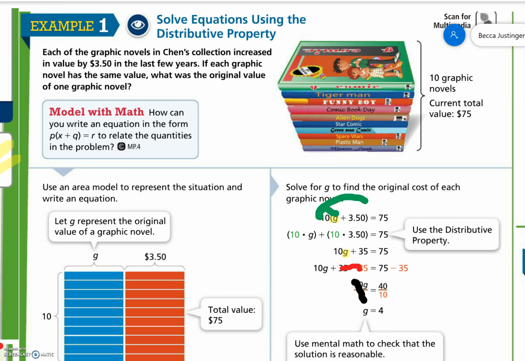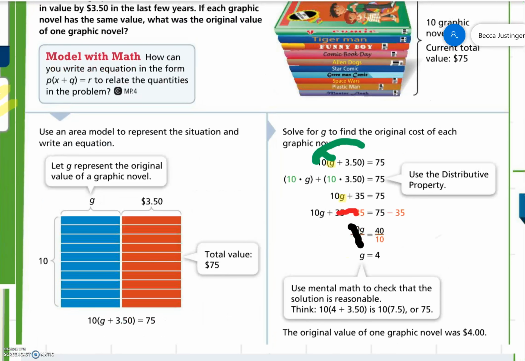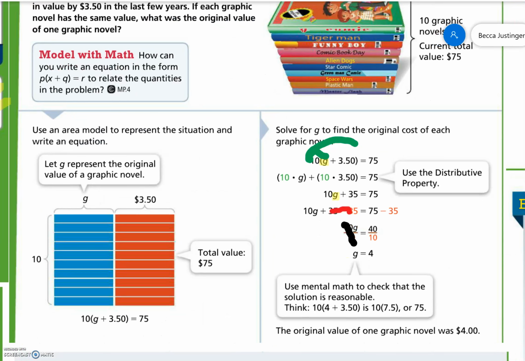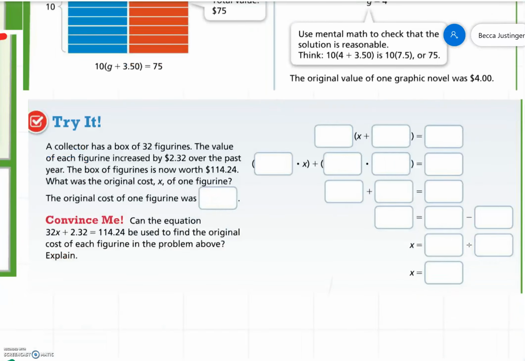Now it wants us to use mental math in order to check to see if the solution is reasonable. Well, 4 plus $3.50 is 7.5, times 10 is $75, so that works. The original value of one graphic novel was $4.